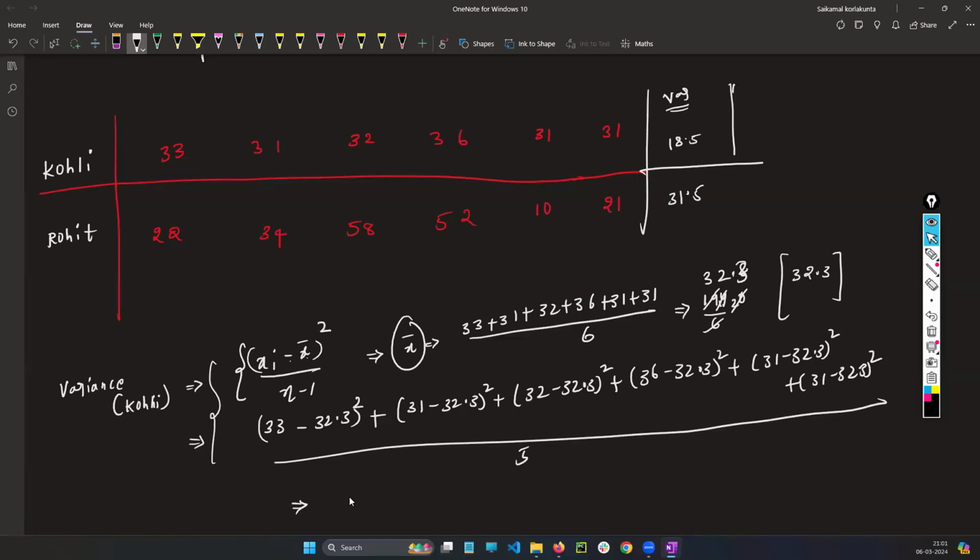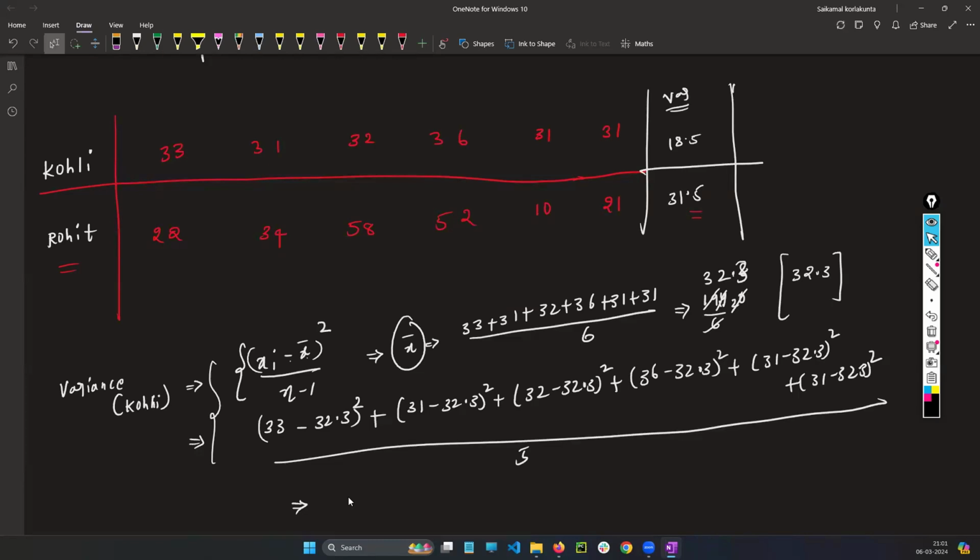So now tell me, who will be getting the highest? Who will be getting the captaincy? According to the values, you will choose Rohit Sharma, yes or no? Because Rohit Sharma is getting the highest one. But using the variance, we should not decide.